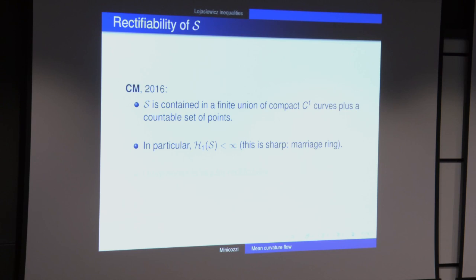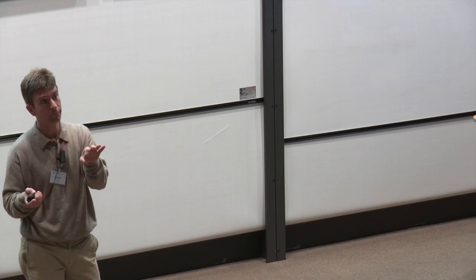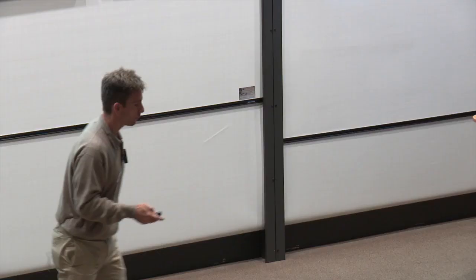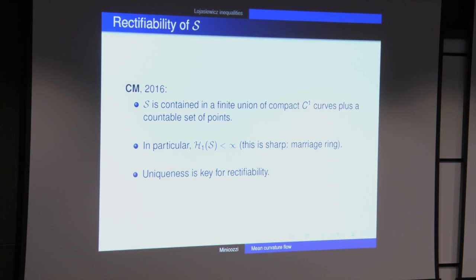Of course, that's not entirely true because of something like the dumbbell, where we have a neck pinch. That looks, to first order, like a cylinder. But of course, there's just this one singular point. And that's why you end up saying that it's contained in this finite union of compact curves instead of equal to it. Somehow there may be places where it was supposed to be more singular than it is. So the key for showing this rectifiability is the uniqueness. Let me just remind you that a set is said to be rectifiable if it's well approximated by a linear space at every scale.